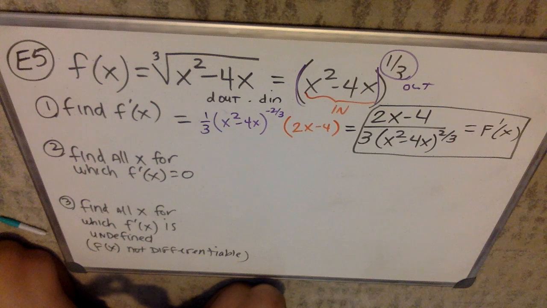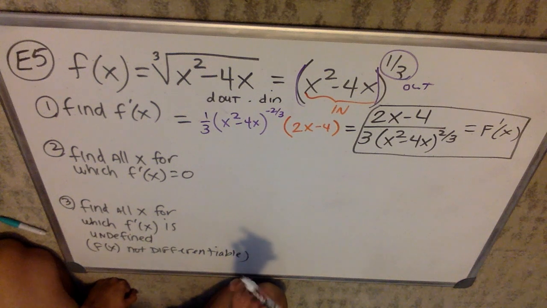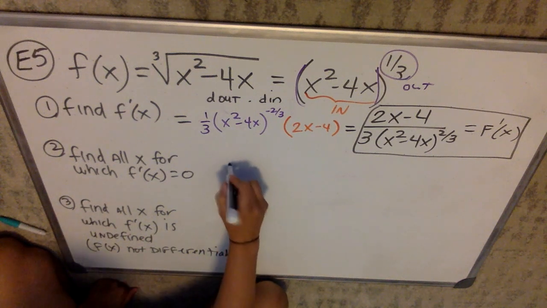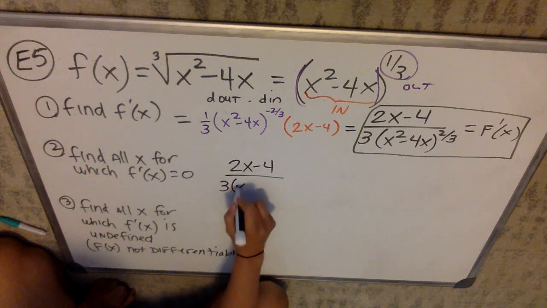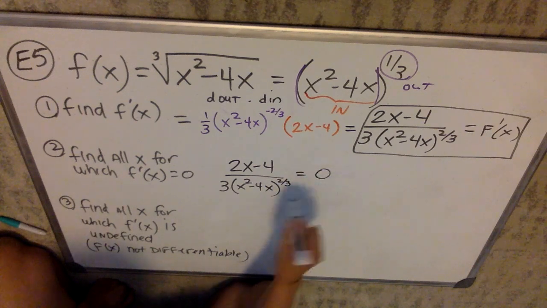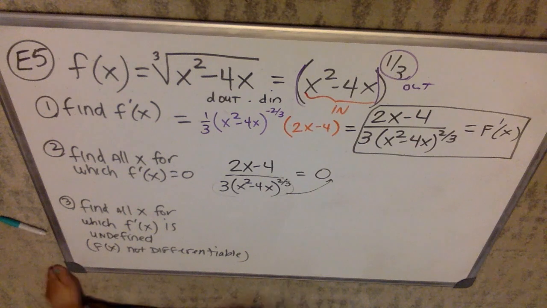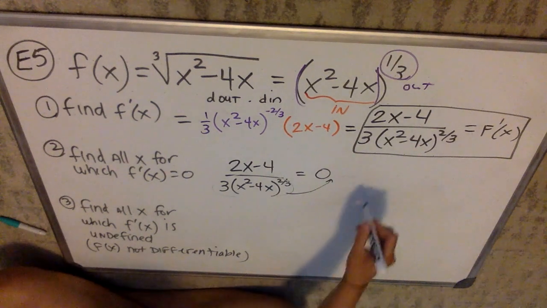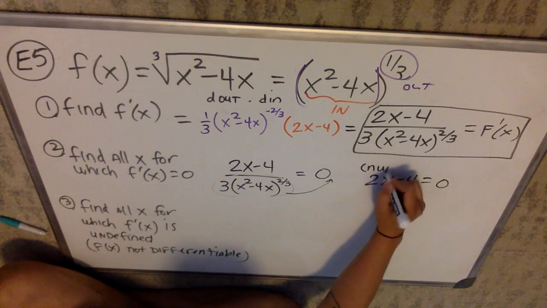We're asked to find all x for which f prime of x equals 0. Okay, so if a fraction equals 0, it's the numerator that equals 0, and I can show you why. If I set this f prime of x equal to 0, the first thing I would probably want to do to solve is multiply the denominator over. So I'd multiply this over to the other side. Well, 0 times a bunch of stuff is totally just 0, right? So I'm going to end up getting that 2x minus 4 equals 0, which was totally just the numerator.